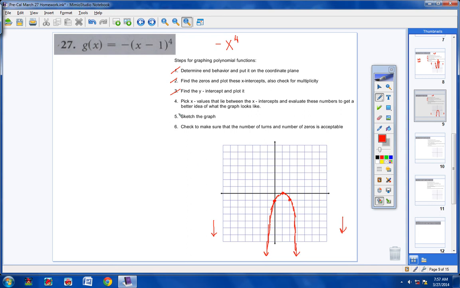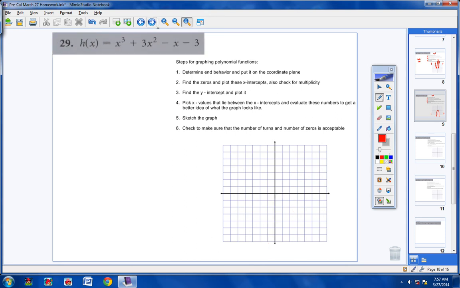Let's check this real quick. The maximum number of turns was 3, and it only took 1 turn. The maximum number of zeros is 4, and it only had 1 zero, so we're looking really good. Moving on to 29.